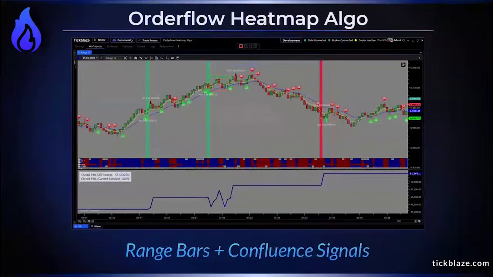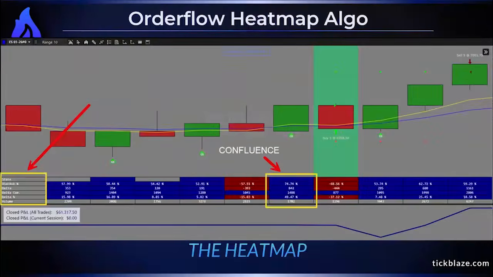Okay, so let's talk about heat map. Let's talk about heat map. Give me 1 second here. So I am going to bring this up, and we're going to bring this slide up. Give me 1 second. So let's talk about order flow heat map for a second. Order flow heat map is everything about this presentation.